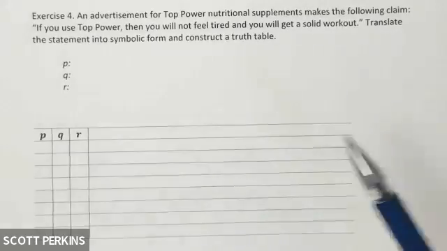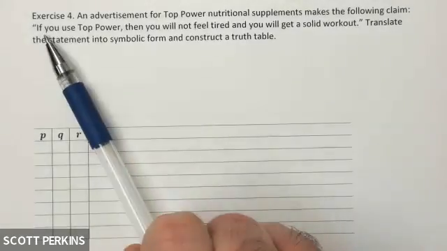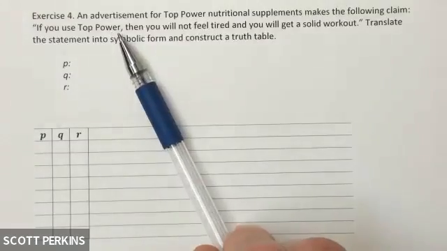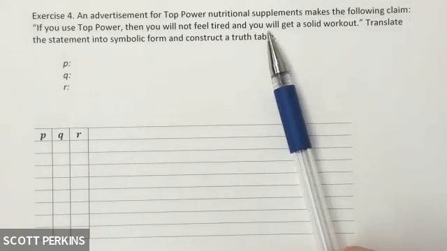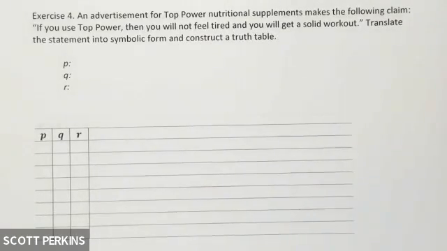So first thing I want you to do, we'll take this in phases. Here's our statement. If you use top power, there's a comma, notice that, then you will not feel tired and you will get a solid workout. So here's what I would like you to do first is define the 3 simple statements that we're going to use. P, Q, R, what are they?